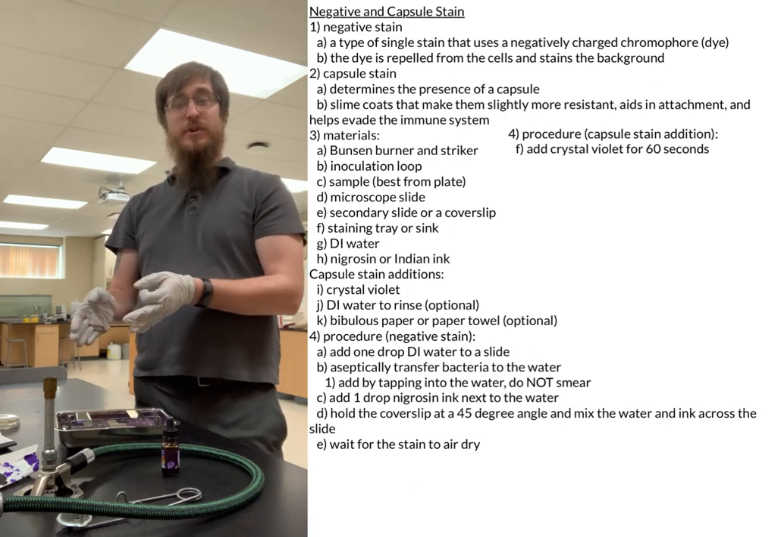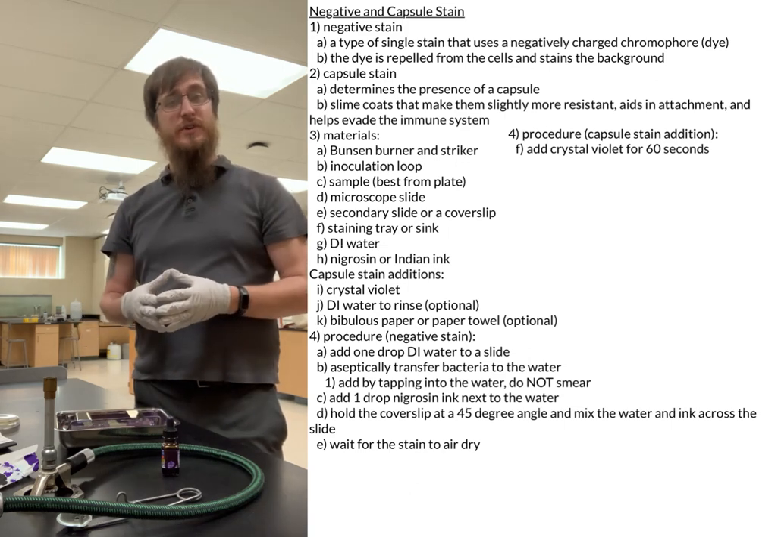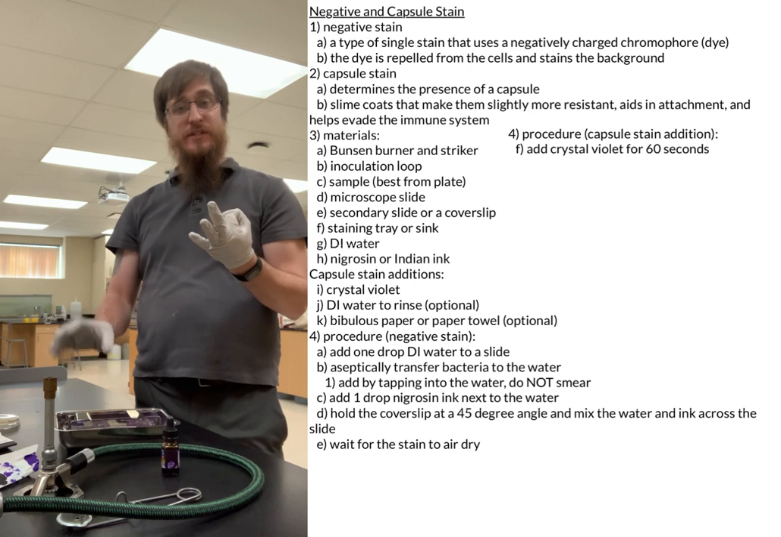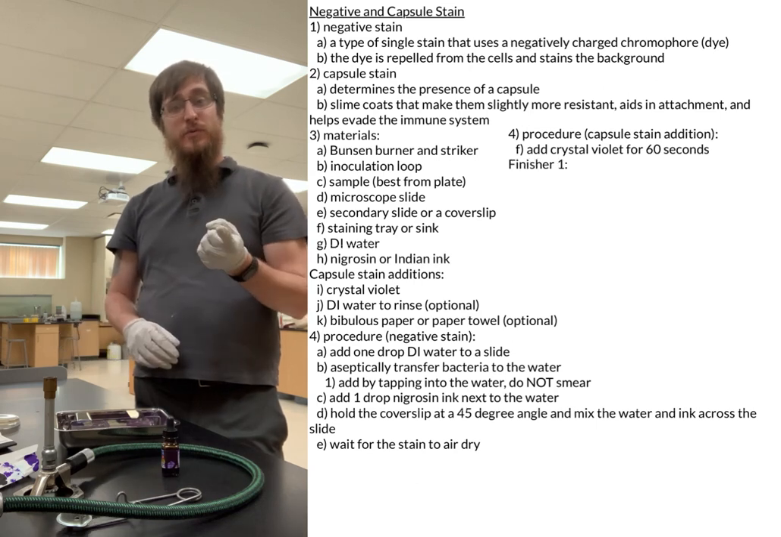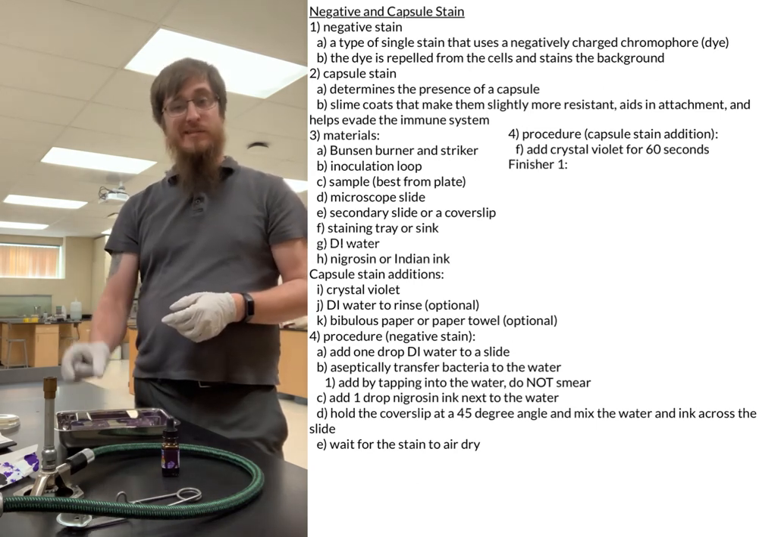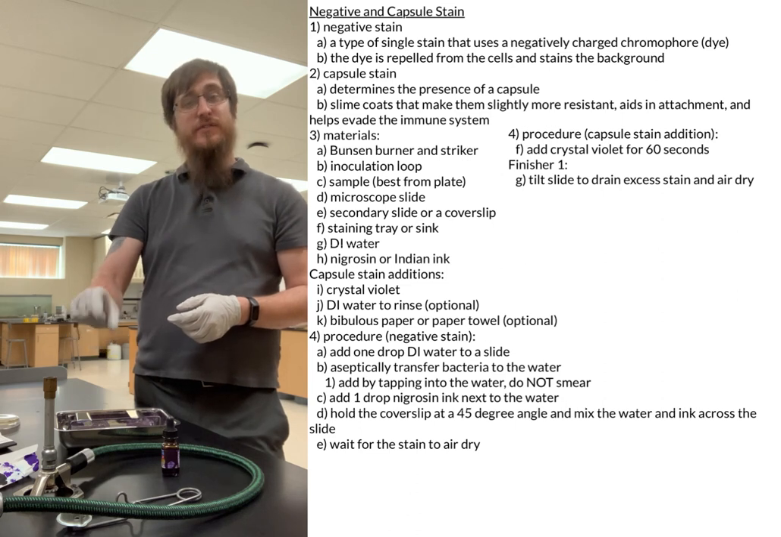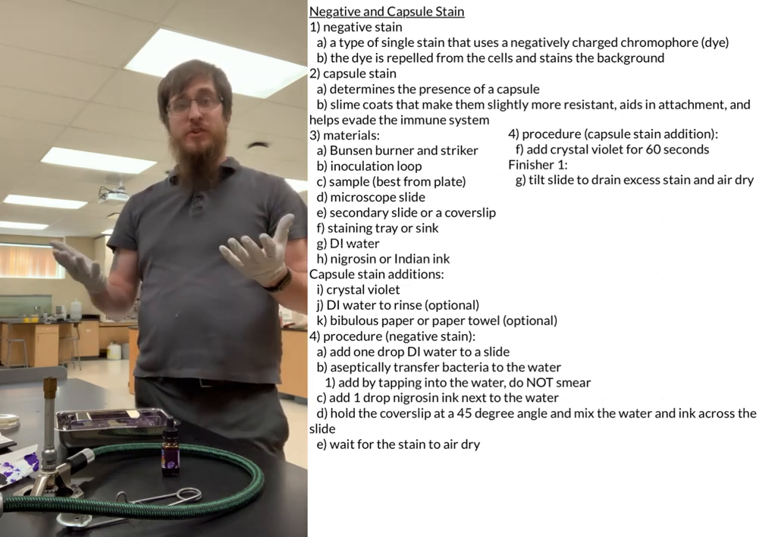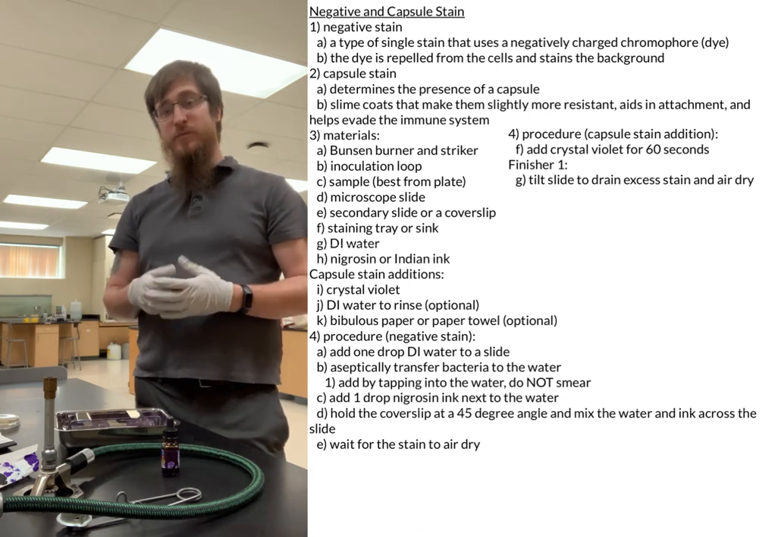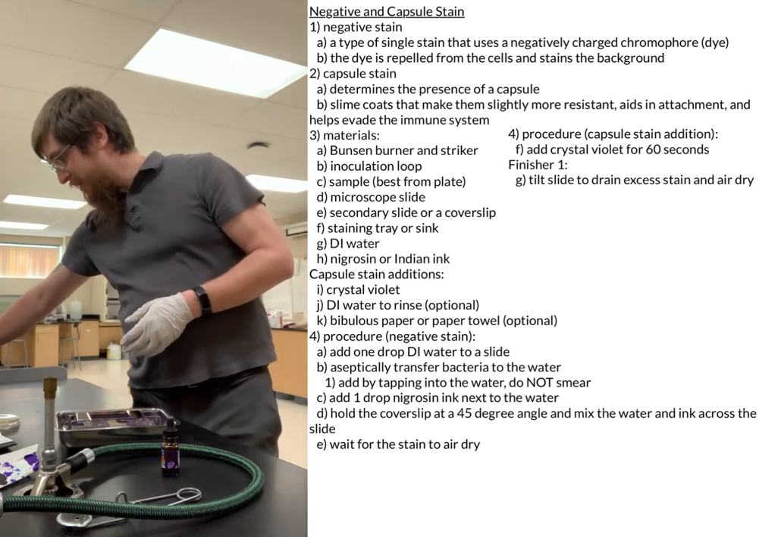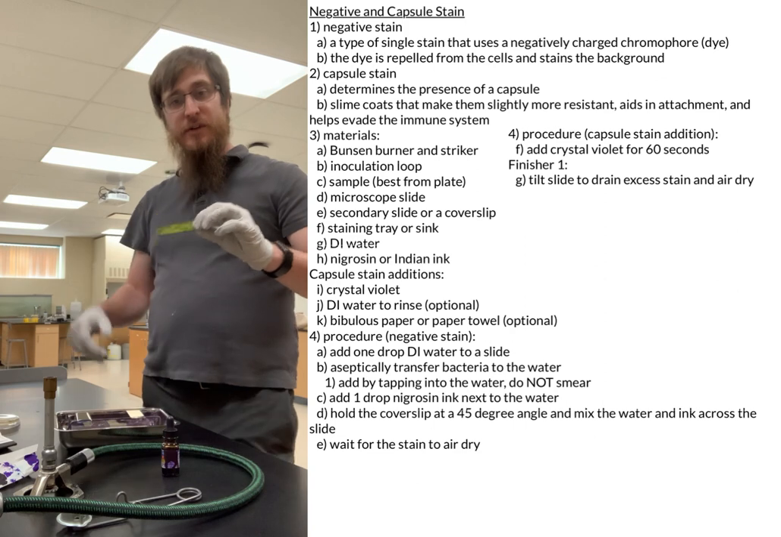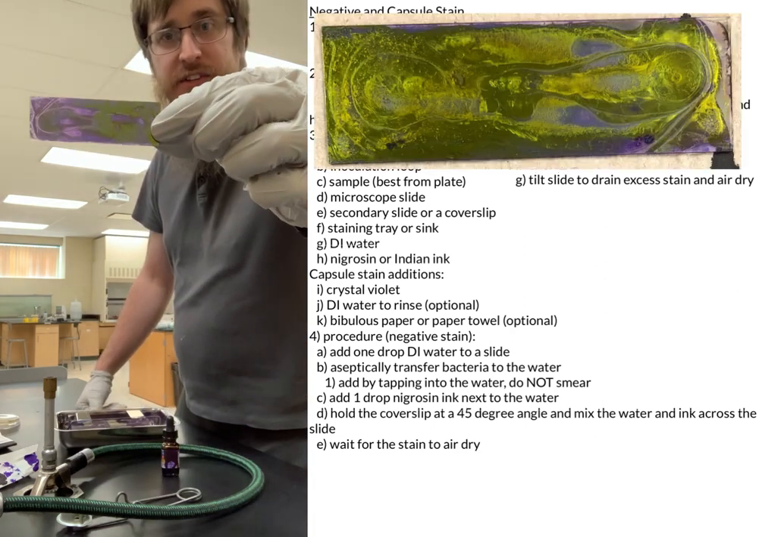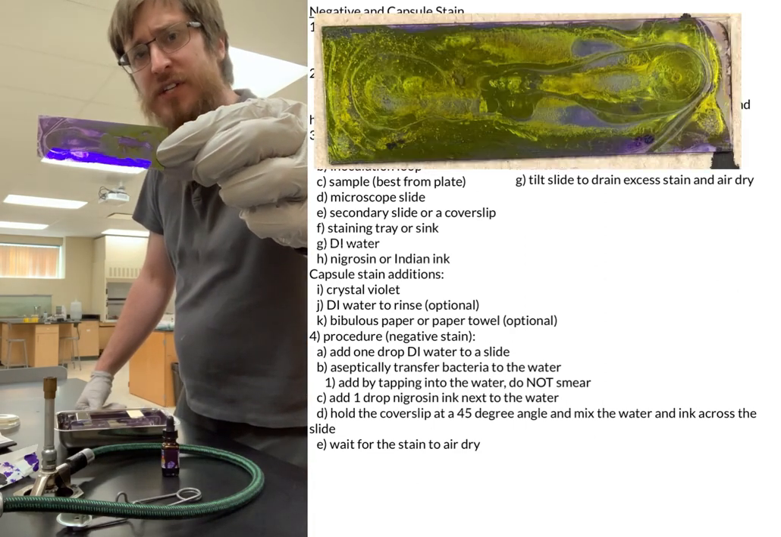And when it comes to this part here, after your 60 seconds are up, again, you have 3 ways to basically finish it. Option number 1, take your slide and tilt it, kind of shake off the excess stain, and then let it air dry. That's going to work out perfectly fine. When you do that, you do get quite a bit of stain on there, and you might end up with something that kind of looks like this. Kind of has a lot of stain on there, looks kind of thick.